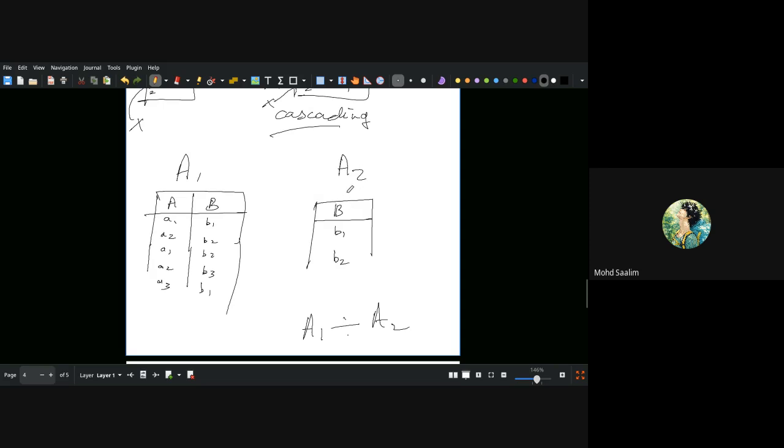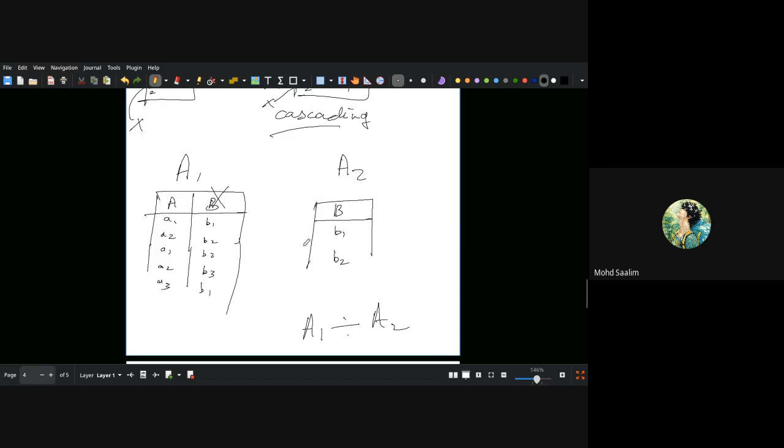Whatever column is present in A2, if it is also present in A1, focus on my words, we will eliminate that in the division output. We are not removing it from the main table, but in the division output, there will not be any attribute called B. Other than B, whatever is there in A1 will be present. So other than B, A is present. This is column based filtering.